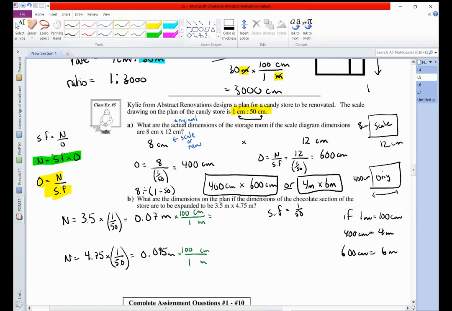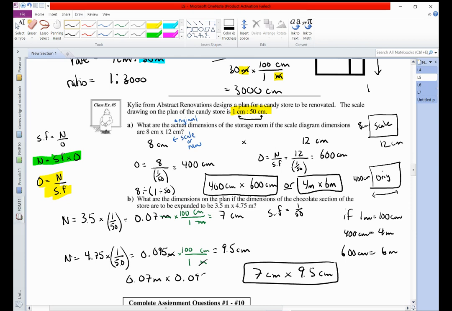So now you can do 0.07 meters. Those meters are going to cancel. And same with those meters right there. So 0.07 multiplied by 100 is 7. So 7 centimeters, and 0.095 multiplied by 100 is 9.5 centimeters. So the dimensions are going to be 7 centimeters by 9.5 centimeters. I mean, you could have done 0.07 meters by 0.095 meters, but when we're dealing with really small measurements, it's nicer to have it in centimeters.